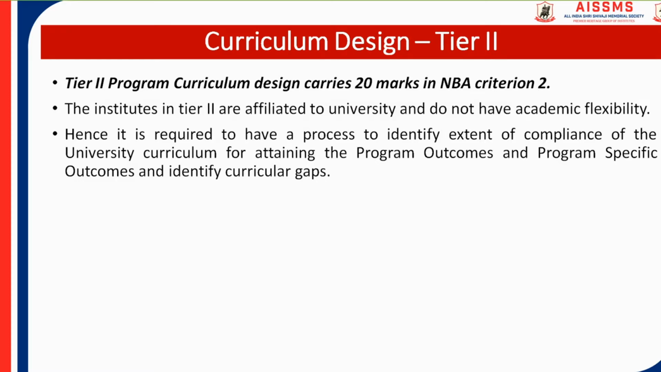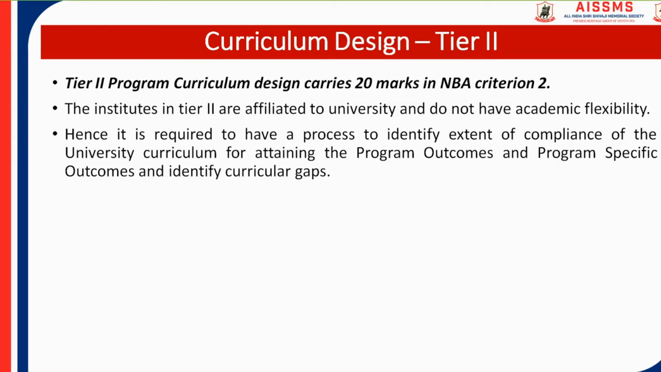Now I'm onto a very specific thing for the tier 2 institutions, because as I mentioned, since these institutes do not have a flexibility, they have to identify what are the gaps which they are supposed to overcome to attain their program outcomes and program specific outcomes. So I'll just move on further. They can adapt the following process.